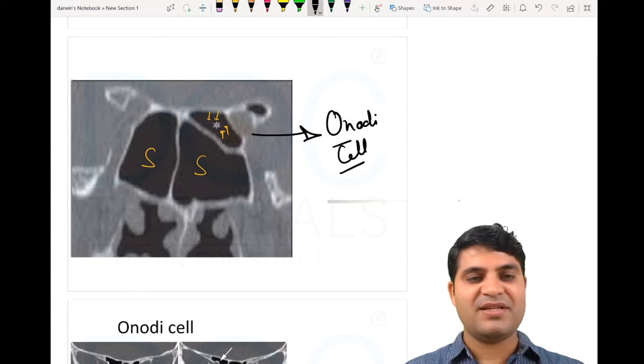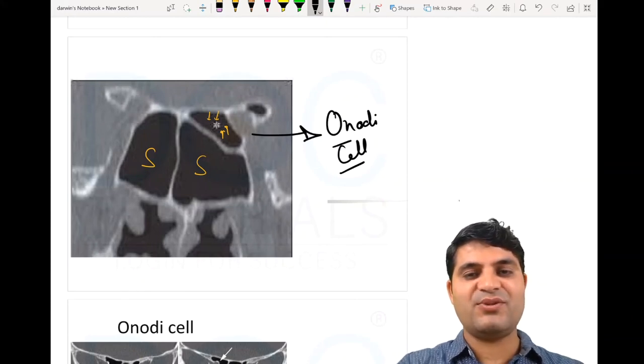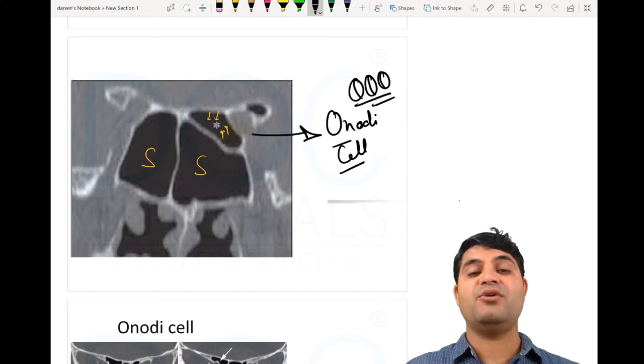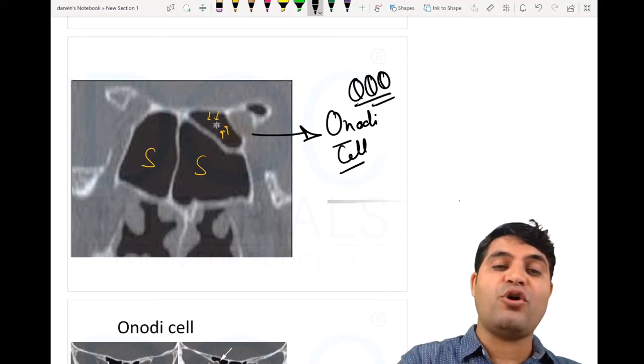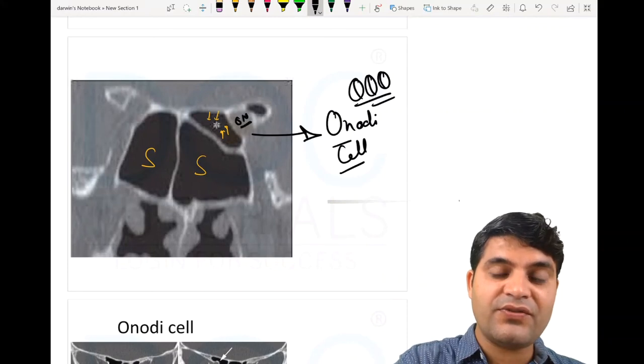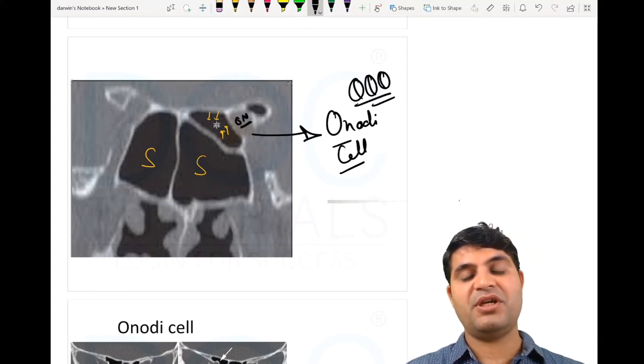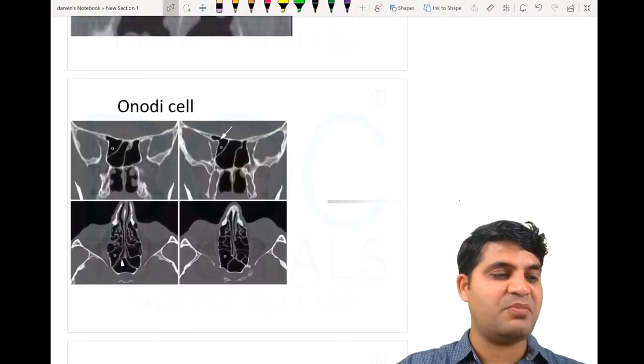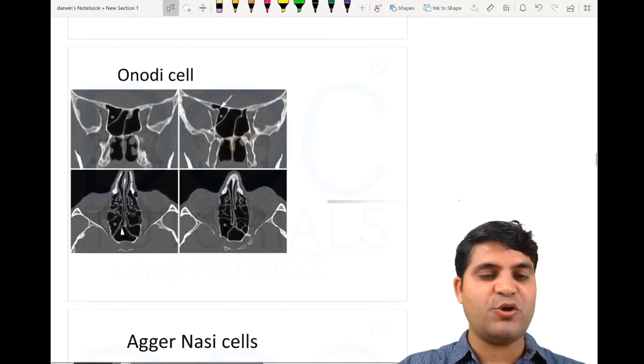Okay. So this is sphenoid sinus. This is Onodi cell. Important question: which is lateral? O for Onodi, O for optic nerve. Clear? So its relation is with the optic nerve. You can see Onodi cell in this picture also.